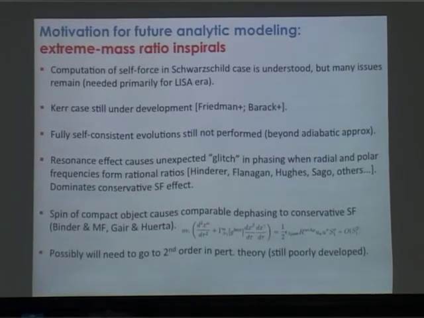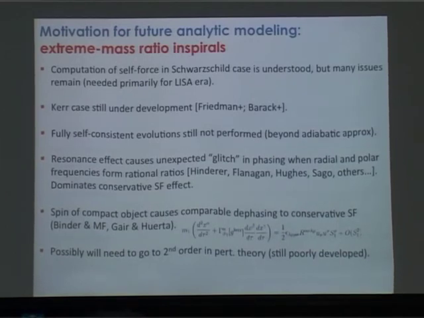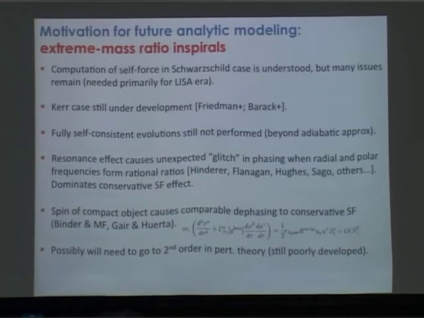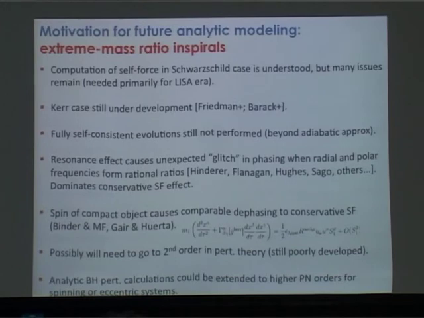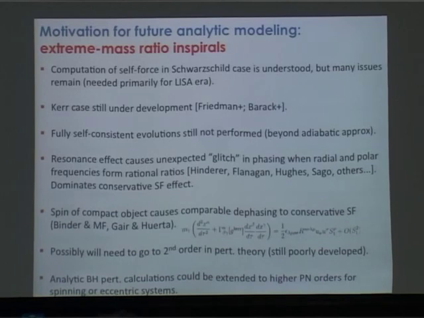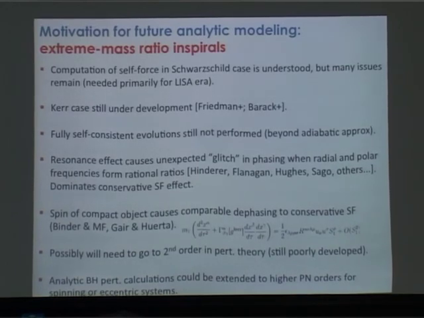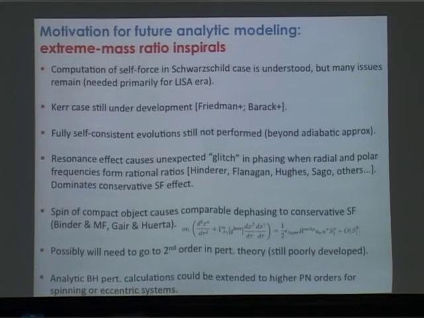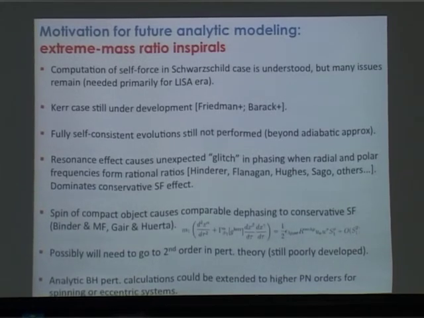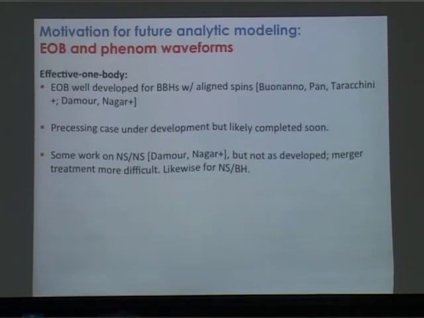And in case people run out of things to do, you would also like to go to second order in perturbation theory, because probably that will also cause some dephasing, which for these inspirals that have millions of cycles is not going to be totally negligible if I want to get very high precision. So there's always something left for theorists to do. Also, these analytic black hole perturbation theories have been computed to 22nd post-Newtonian order. I think there's more work to be done in that area because that's only been done for the non-spinning circular case. You can imagine extending those calculations to more complicated geometries.